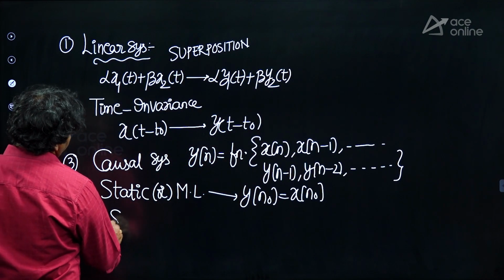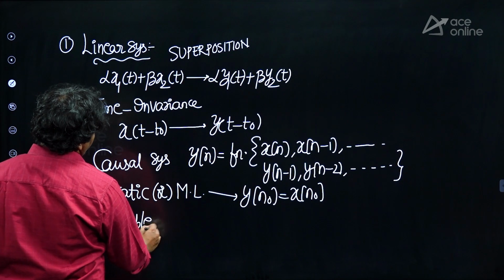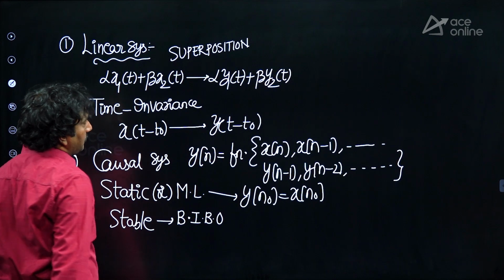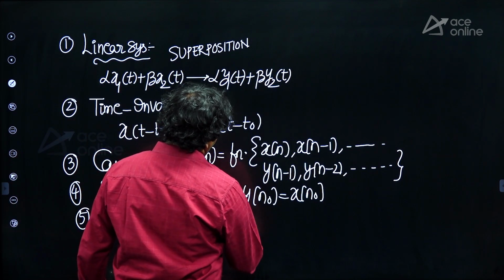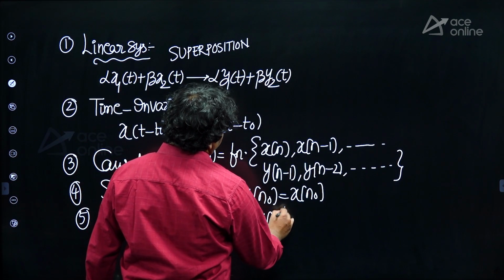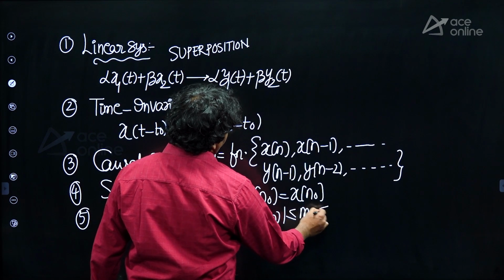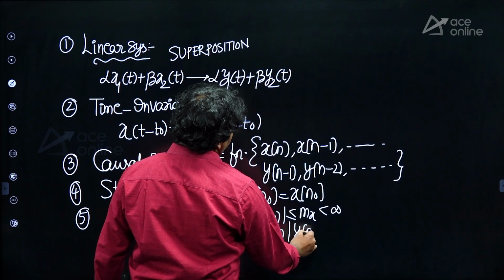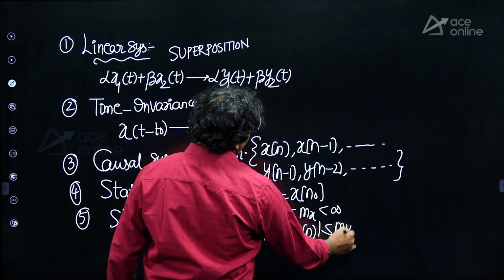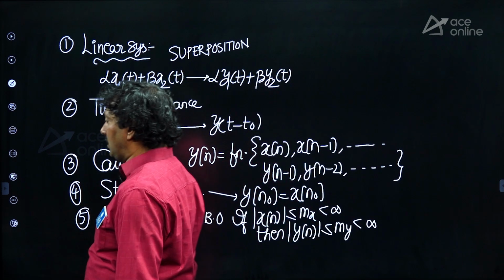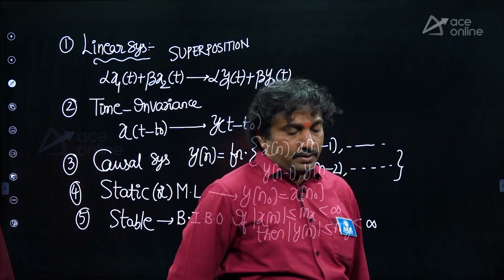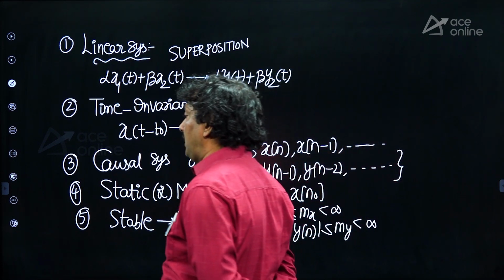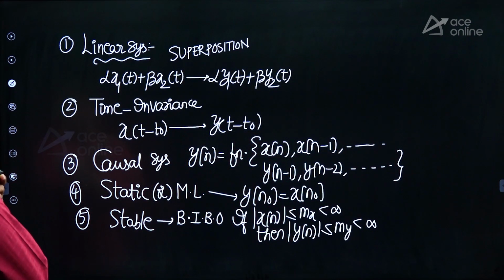Then stability. The concept of stability is linked to bounded input, bounded output. If the absolute value of input is taken as some finite number, and the magnitude of output is also finite, then it is stable, otherwise unstable. Stability and linearity have amplitude dependency.